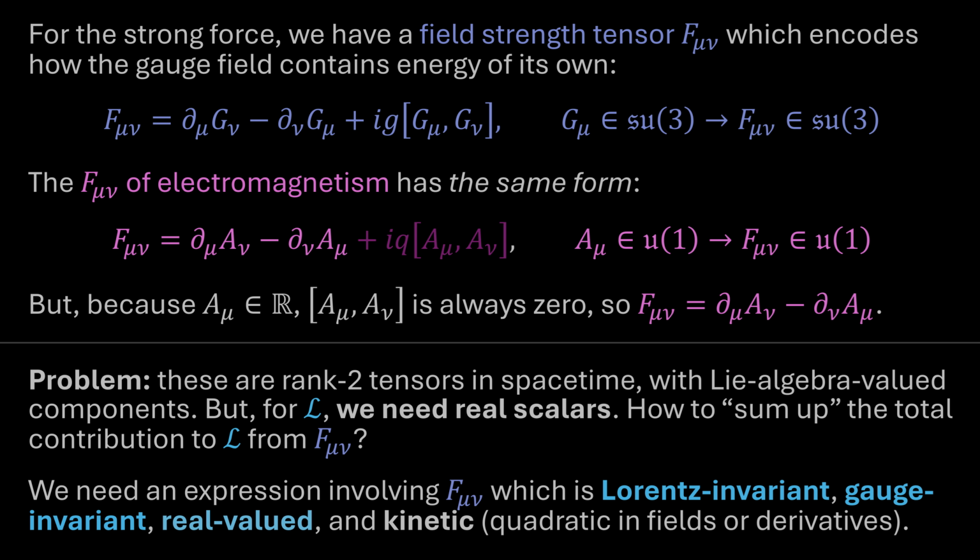It also has to be real valued, meaning a scalar, but not a complex scalar. No, it has to be a real number in order to be properly behaved for a Lagrangian. And then ideally, and this is not strictly a requirement of gauge symmetry, but ideally, it should also be kinetic, meaning that it's quadratic in our fields and derivatives. Now, strictly speaking, it is possible to imagine higher order terms that don't violate local SU3 symmetry.